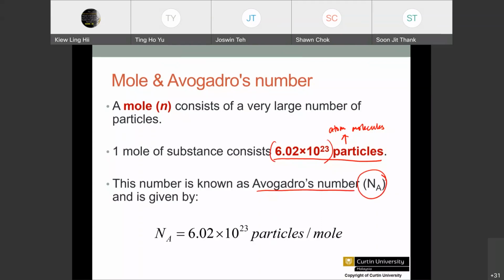Okay, so you can use this for unit conversion later. 6.02 times 10 to the power of 23 particles in 1 mole. I know you learned this in chemistry before, just a revision.